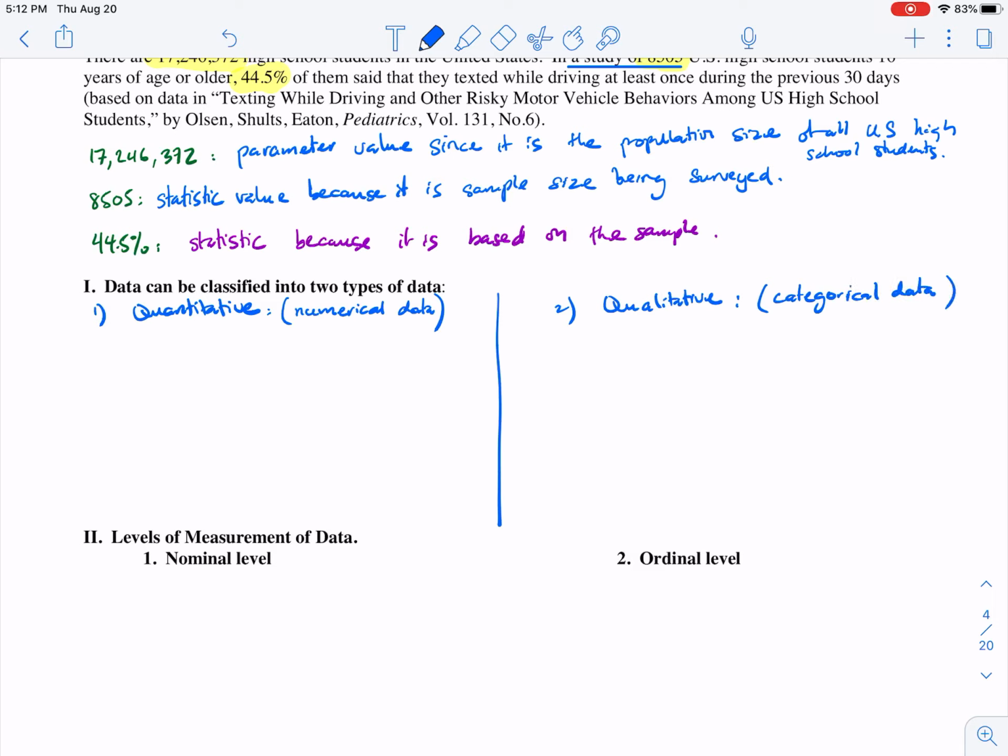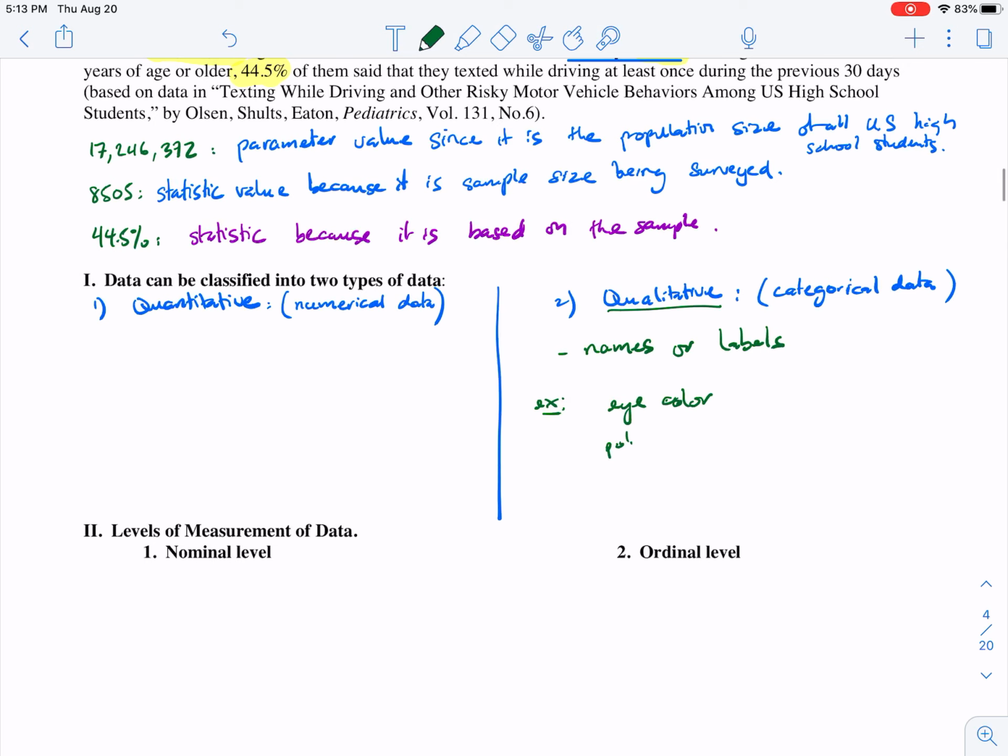All right, let's start with the easy one first. So qualitative data usually consists of names or labels. An example would be eye color. Eye color. Oh, I can't spell this. Or your political party or affiliation, something like that.